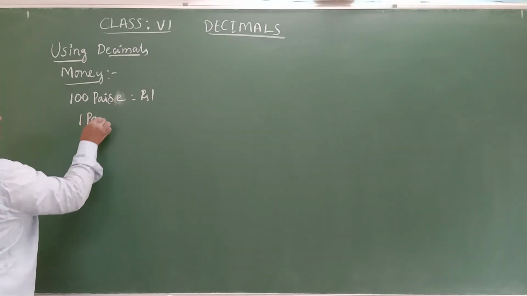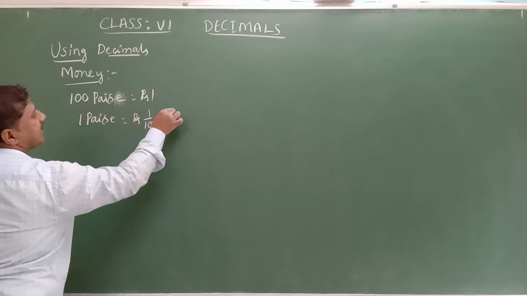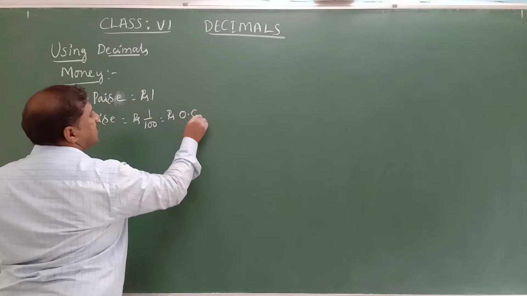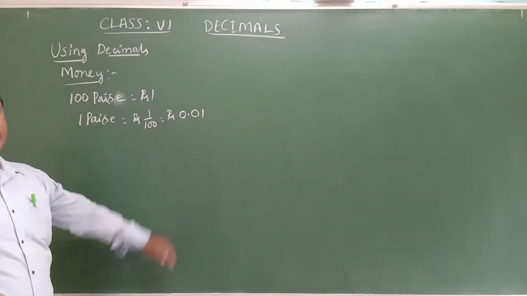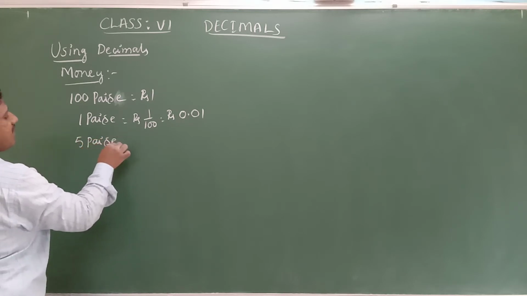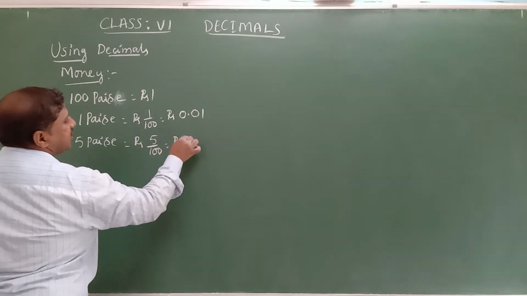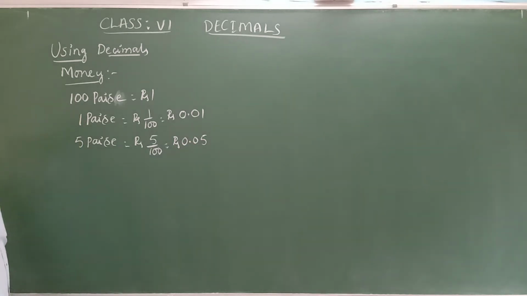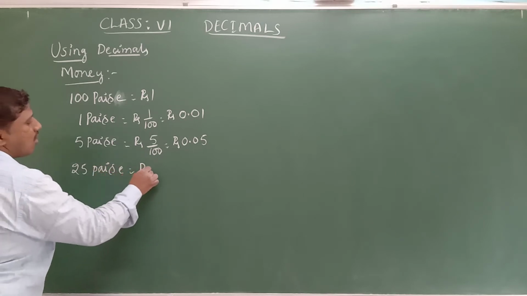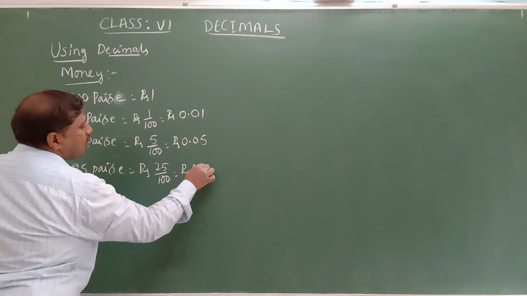Now 1 paise is equal to what? 1 paise is equal to rupees 1 by 100. That is rupees 0.01 in decimals. Similarly, 5 paise is equal to rupees 5 by 100, that is rupees 0.05. 25 paise is equal to rupees 25 by 100, that is again rupees 0.25.